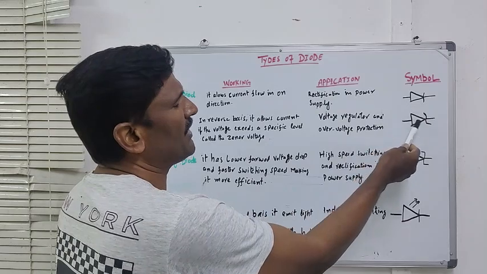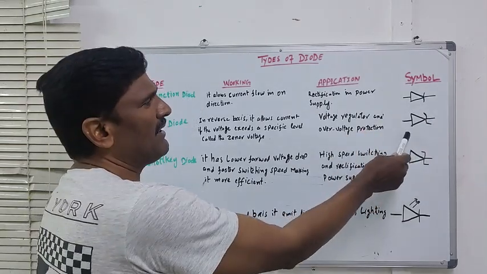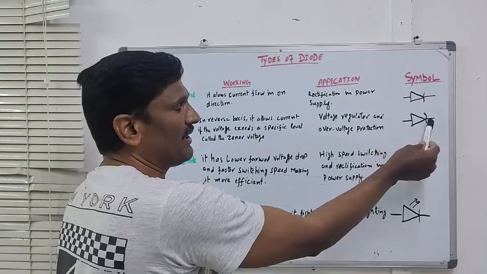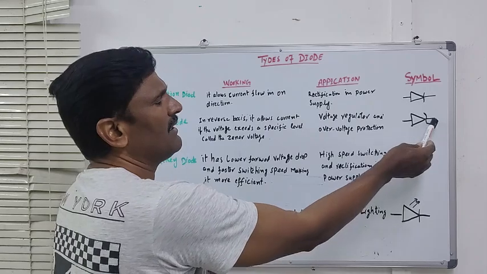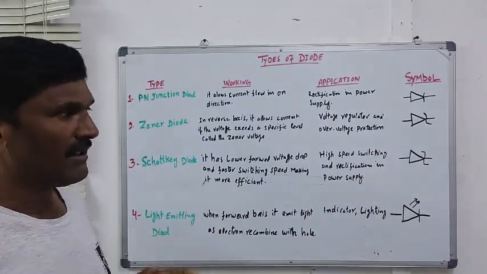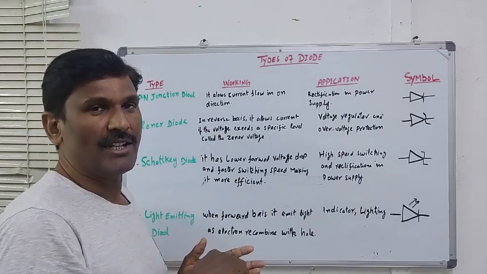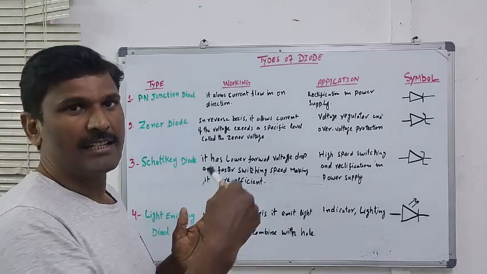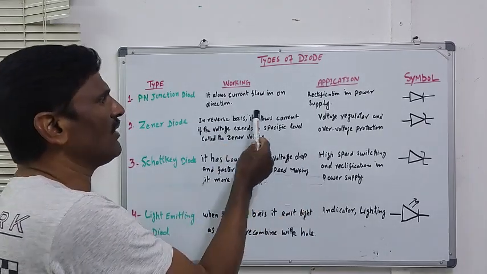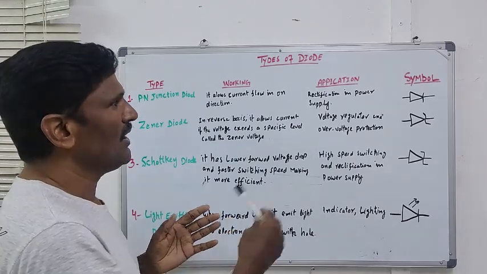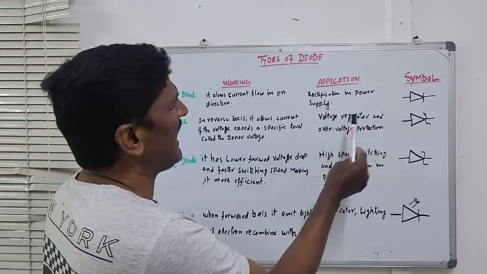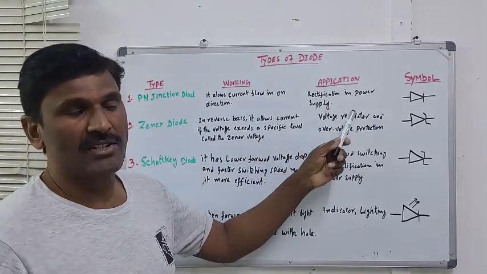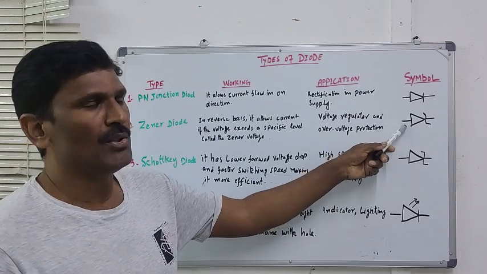if its reverse voltage is 3 volt, when we apply 1 volt, current does not pass. When we apply 2 volt, current does not pass. When we apply 3 volt in reverse bias, then current starts passing. That 3 volt is called the Zener voltage. So when the voltage exceeds the specific voltage, it allows current to pass through. The applications are voltage regulator and over voltage protection. We use this diode there.